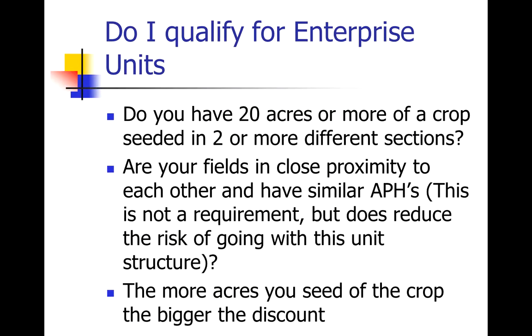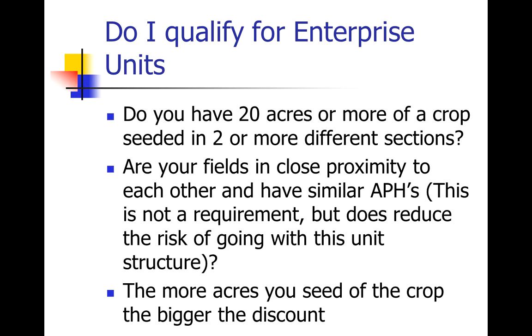How do I qualify for enterprise units? This is the most important thing to understand: you have to have 20 or more acres in 2 or more different sections. So you can't seed 10 acres in one section and 600 in the other and get this discount. There has to be 20 or more acres in those 2 sections. So you could have 20 and 600, you couldn't have 10 and 600. If you don't satisfy these requirements, you'll end up going back to the optional unit premium, and so your premium is going to be at least double what you were banking on in this scenario.